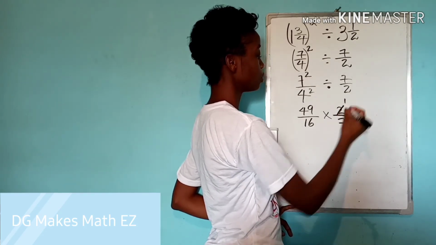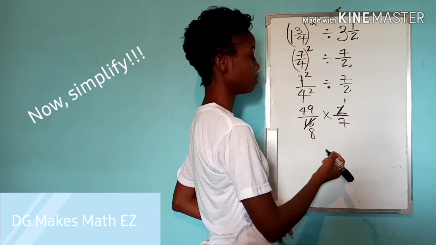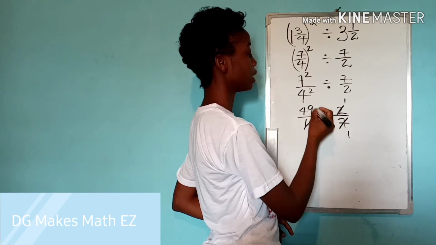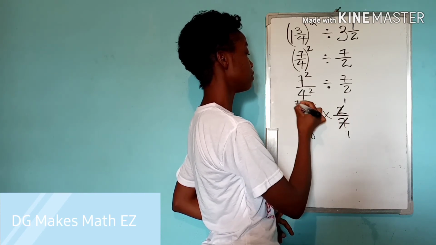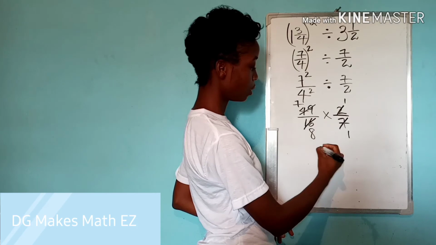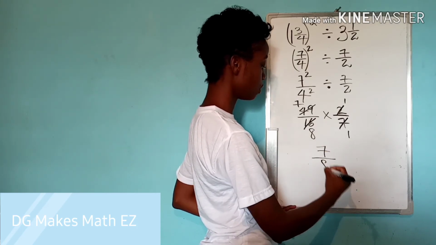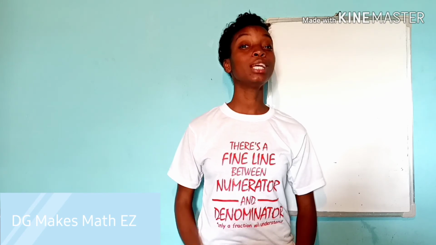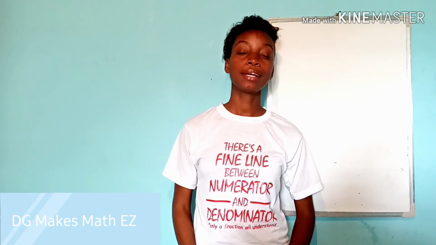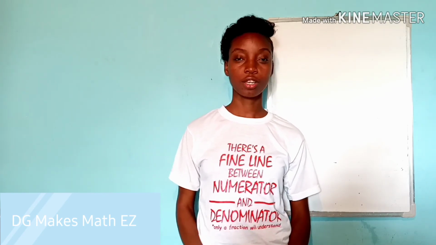Now let's reduce. 2 into 2 goes 1 time. 2 into 16, 8 times. 7 into itself, 1 time. 7 into 49, 7 times. And so we now have our answer to be 7/8.